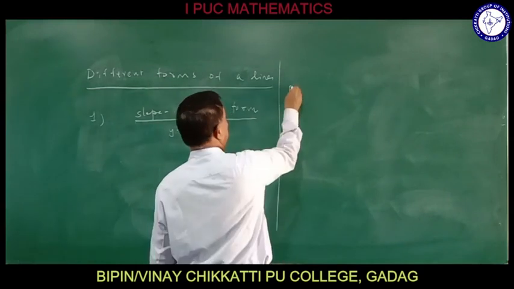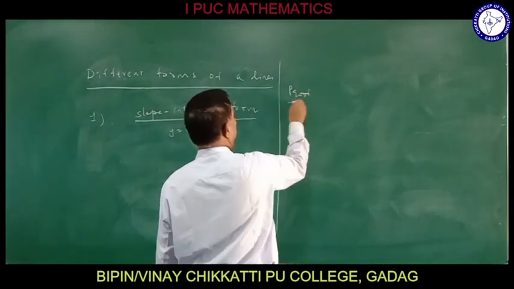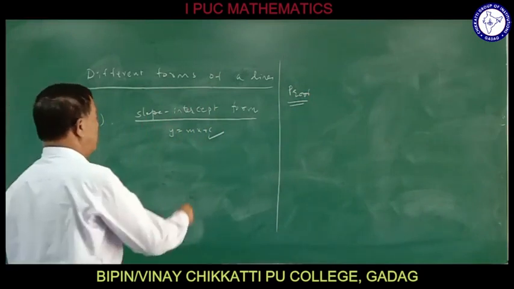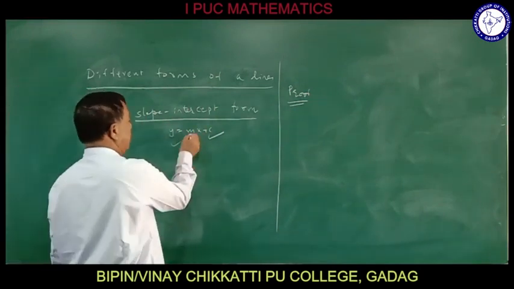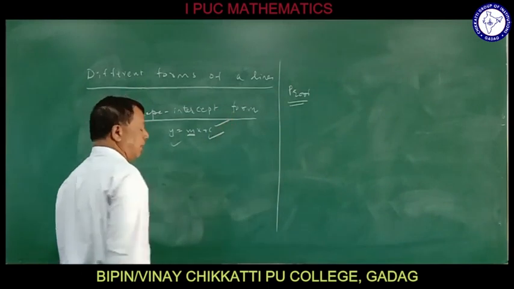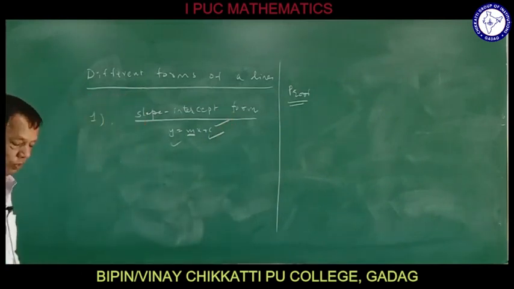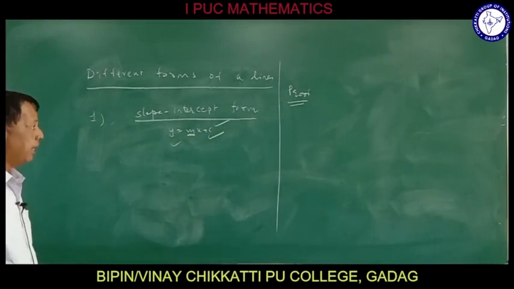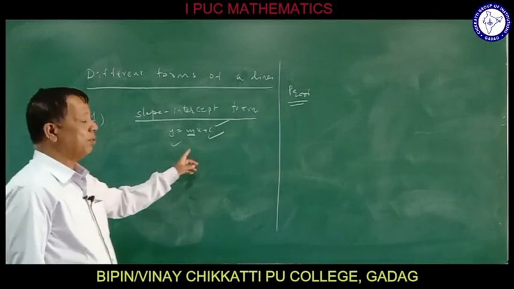Proof I am explaining. Once again, what is the first? Slope intercept form, and what is the result? y equal to mx plus c. Here m is the slope and c is the intercept. Once again, derive the equation of the line in slope intercept form as y equal to mx plus c.